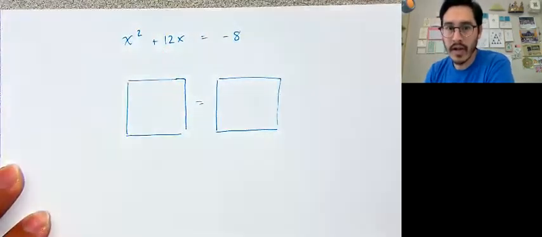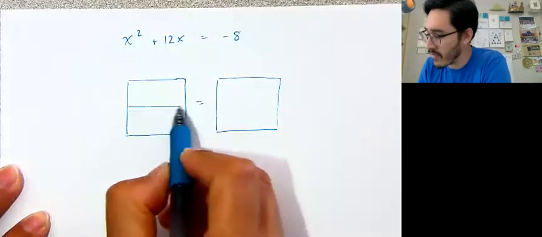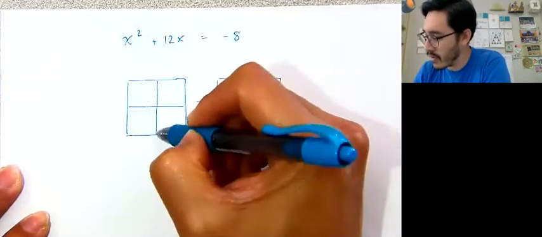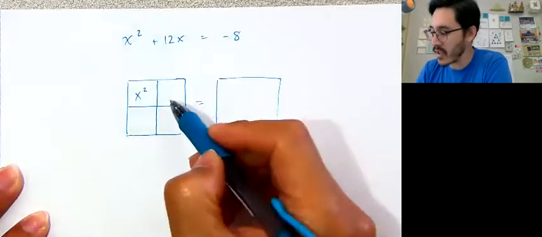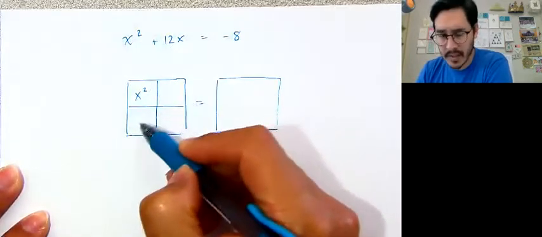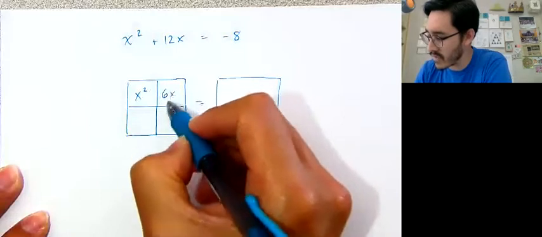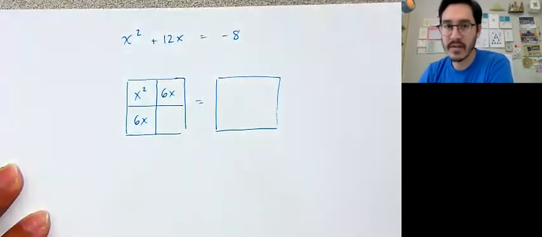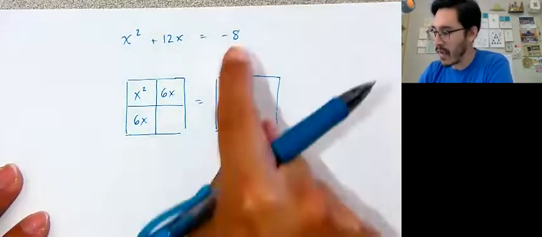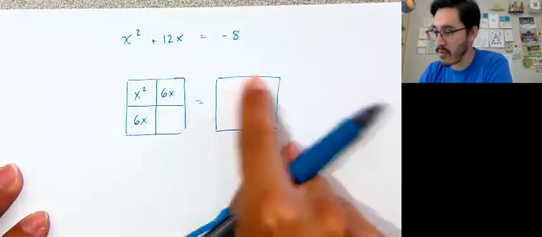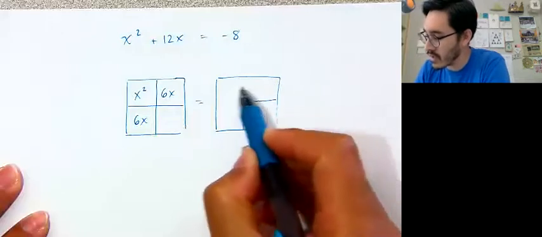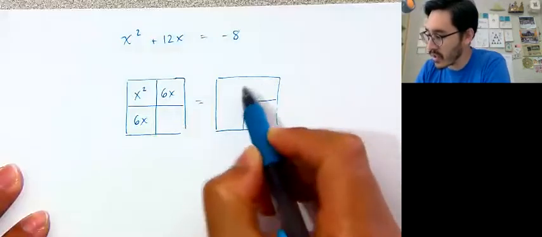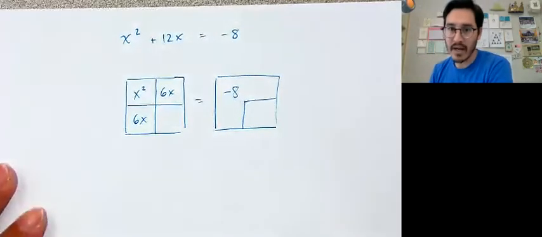All right, so x squared plus 12x, if I divide my area model into 4 boxes, x squared would go there, 12x is going to be split evenly into these 2 boxes, so we'll have 6x and 6x, okay? And then -8 has to take up the same region of space in our other area model. So these 3 boxes will merge together and be represented by -8.